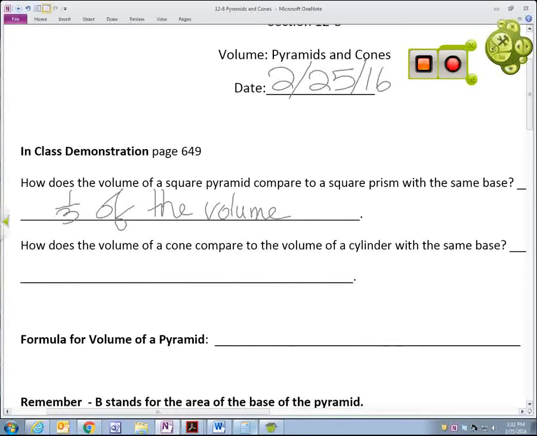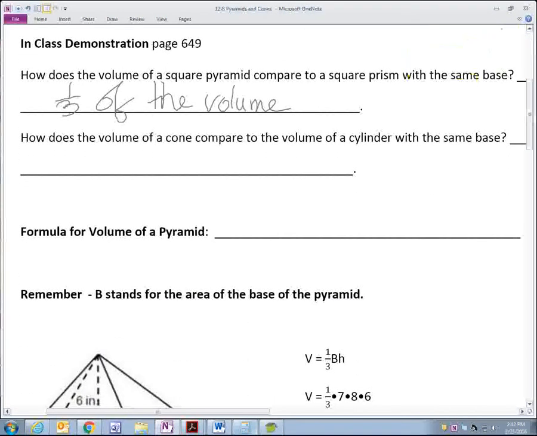So we just talked about and discussed and showed how it is 1/3 of the volume, where we took a cube and we broke it down to make it into a rectangular pyramid. So then how does the volume of a cone compare with the volume of the cylinder with the same base? Think of what we did before, but now imagine cutting up a cylinder to become a cone, like an ice cream cone, upside down ice cream cone. What do you think that one is going to be? What do you think the volume for that's going to be?